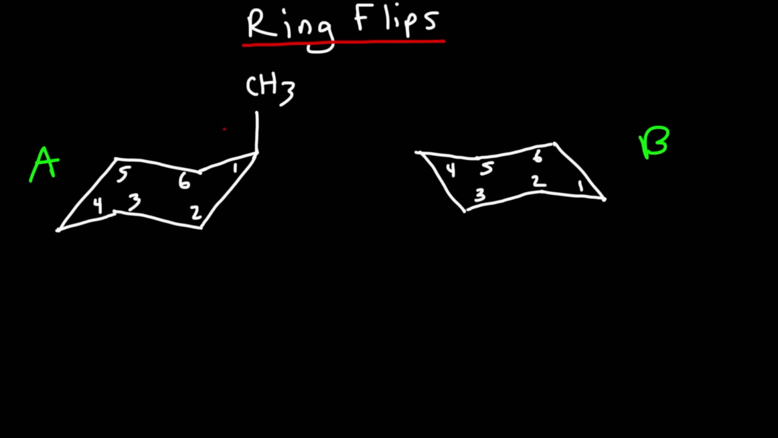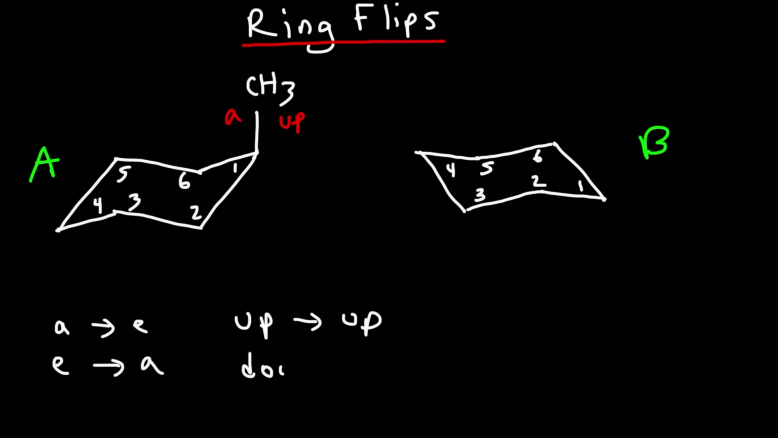Now the methyl group was in the axial position, and it was in the upward direction. Anytime you draw a ring flip, the groups in the axial position are going to go into the equatorial position and vice versa. So if the methyl group was in the equatorial position, it's going to go in the axial position. Now, if a group is in the up position, it's going to stay up. If it's in the down position, it's going to stay down. So when doing a ring flip, the only thing that changes is the axial and equatorial bonds. The way they're directed up or down, that part doesn't change.